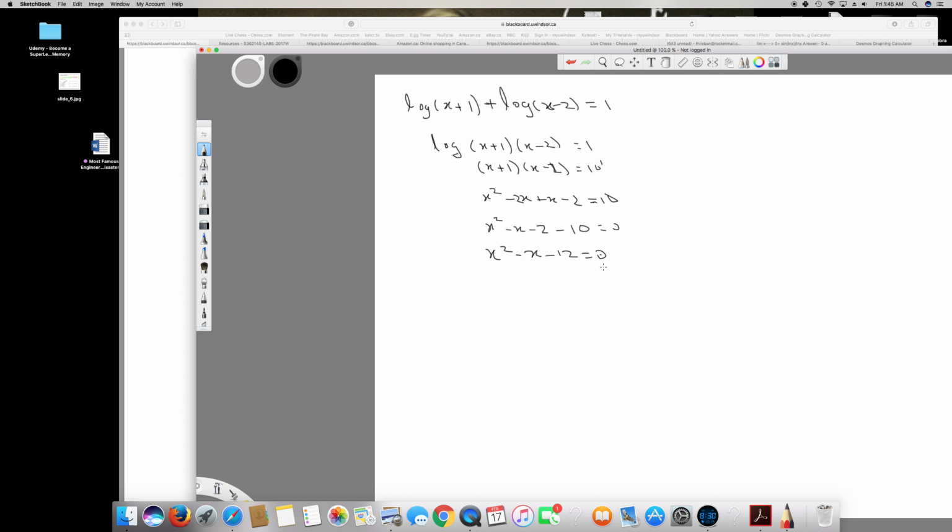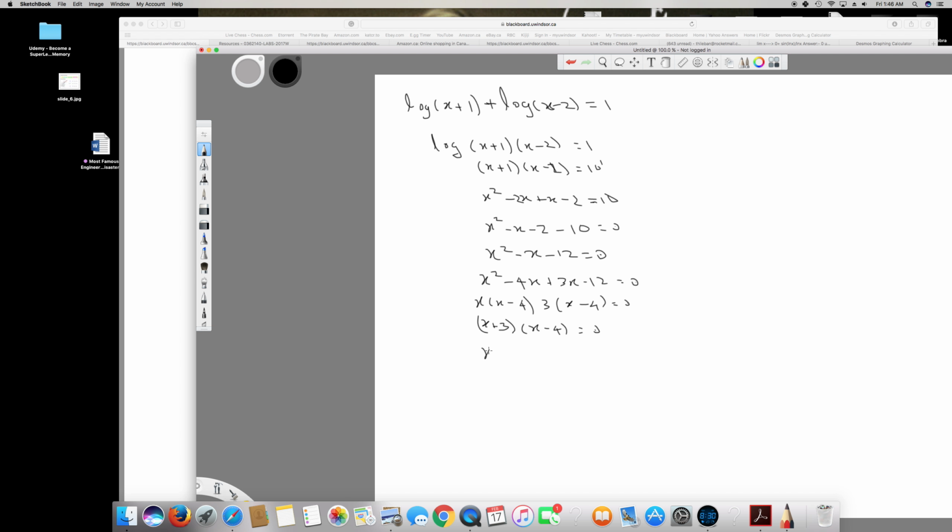Now I can factor this one. When we multiply, it has to be negative 12, and when we add, it has to be negative 1. To get that, I can simply do minus 4 times 3. It's going to be negative 1 when we add, and negative 12 when we multiply. So x squared minus 4x plus 3x minus 12 is equal to 0. If I take x common, it's x(x - 4), and here if I take 3 common, it's 3(x - 4). So it's going to be (x + 3)(x - 4) equal to 0.